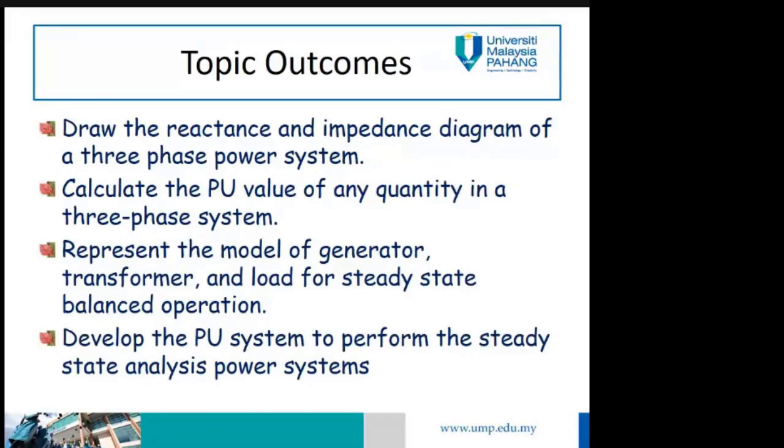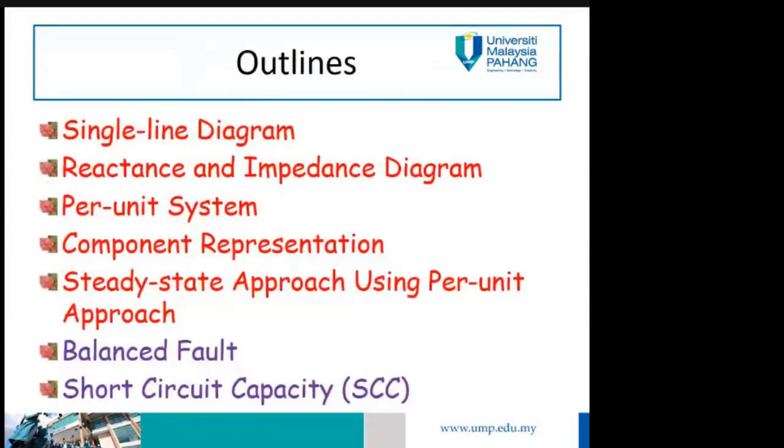system network. Okay, so the outline of this chapter is single line diagram. So what is single line diagram? I will explain later. Reactance and impedance diagram, per unit system, component representation, steady state approach using per unit approach, balance fault, and short circuit capacity. This is what will be covered in this chapter.